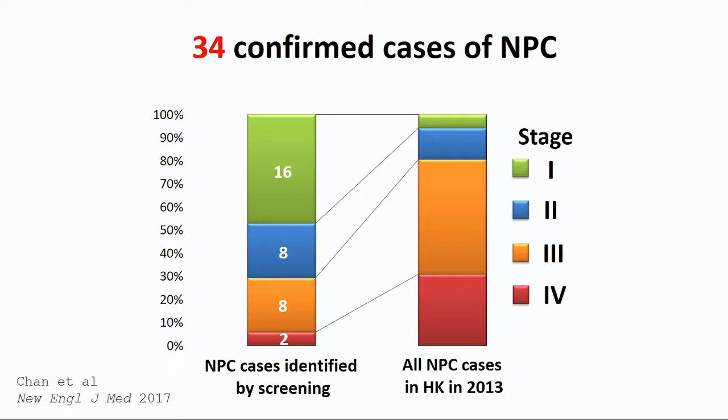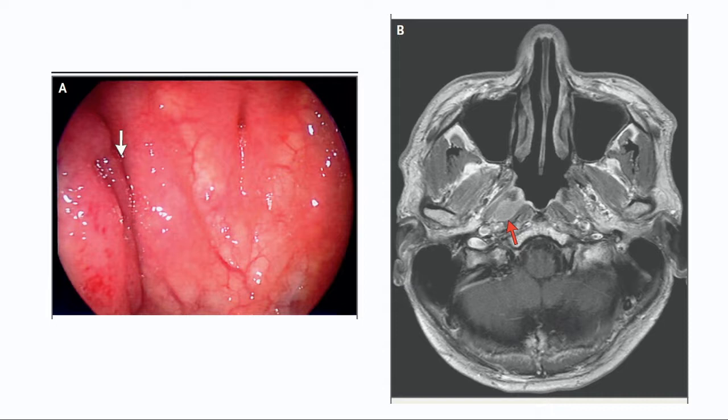And of these 34, 70% were early stages, in the first and second stage, as shown in blue and green. In fact, our ENT surgeon who collaborated with us on this study was very glad to see these cases. He said that in his usual practice, he would be seeing late-stage cases with fungating tumors. But the patients that we detected mostly had early stages and very small nasopharyngeal cancer, so one had to very skillfully interpret the nasal endoscopy image.